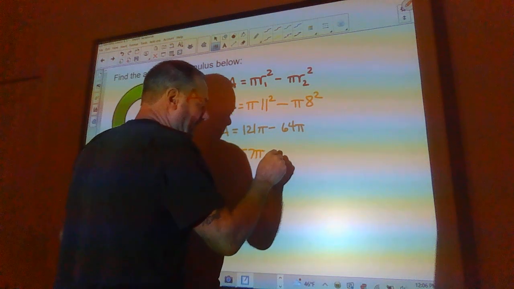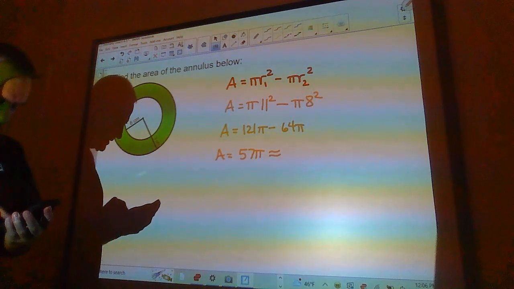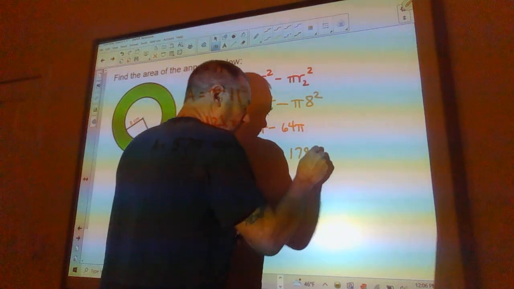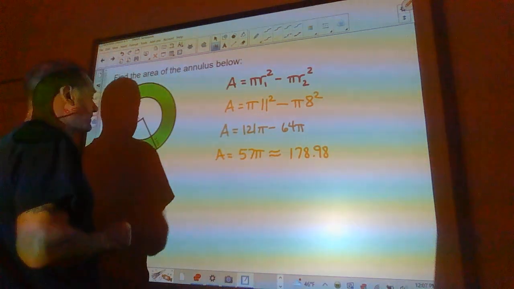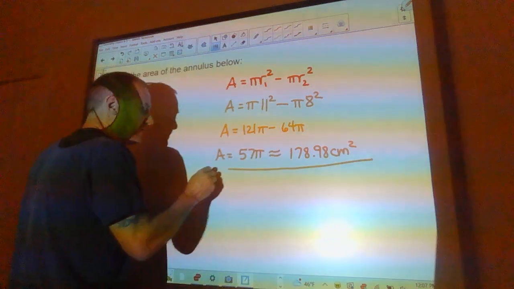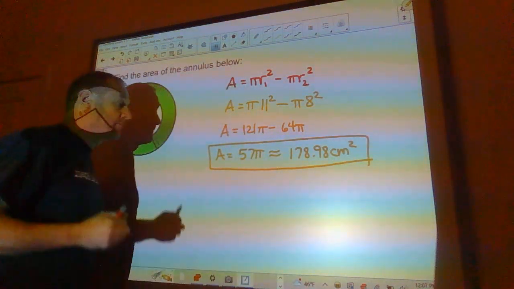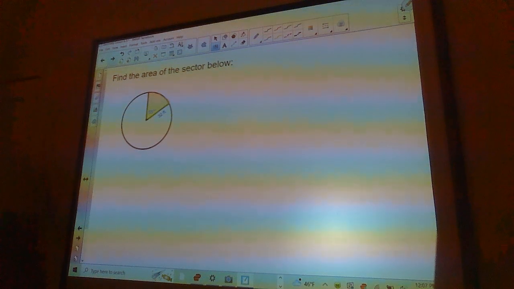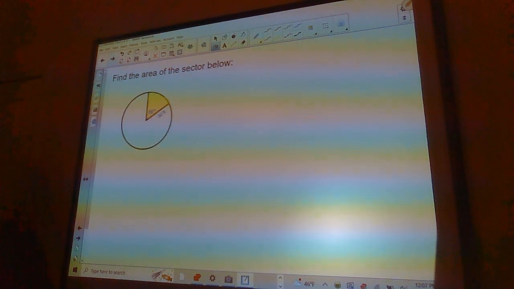If I want to figure that out, that's approximately 178.98 square centimeters. And that's just the area of the green part. Okay, so hopefully you got that right. Now find the area of this sector. Why don't you go ahead and pause the video and then jump back on and see how you did.